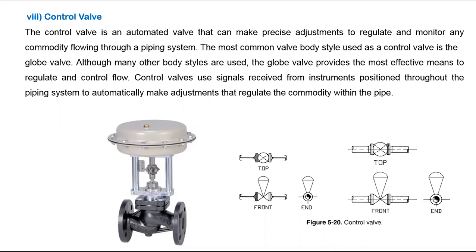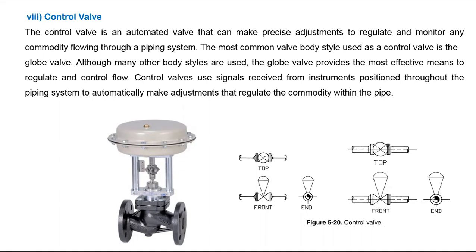So both we can use in our project. While you want to control the commodity, the control valve is an automated valve that can make a precise adjustment to regulate and monitor any commodity flowing through a pipe system. The most common valve body style used as a control valve is the globe valve. Normally we are using only globe valves for control valves. Globe valves are used in oil and gas systems or petrochemical plants like that.